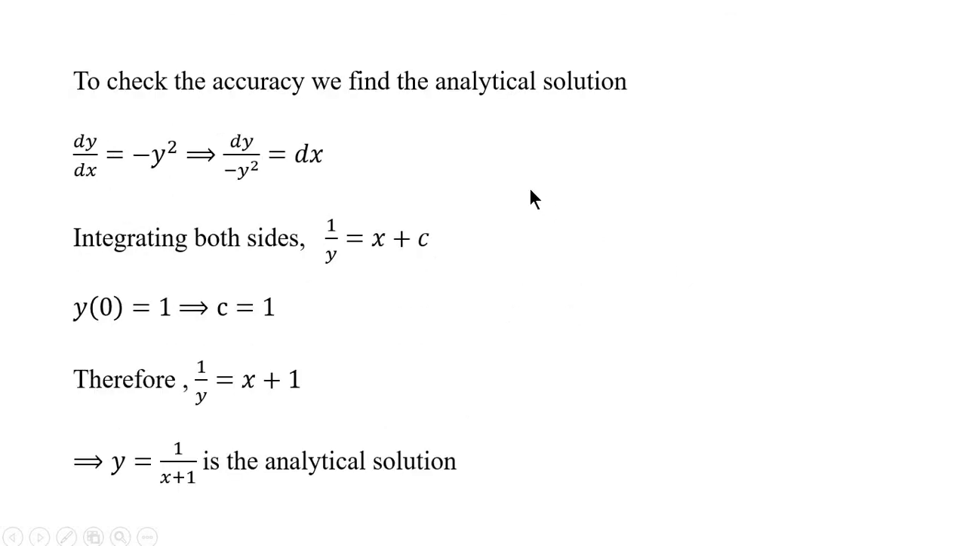To check the accuracy, we find the analytic solution. So we know that dy by dx is minus y square. Separating the variables and integrating on both sides, we get 1 by y equal to x plus c. To compute this constant, apply the initial condition. So we get c is equal to 1. Substitute c equal to 1 in our solution. Now this is the solution, and by taking y to the right hand side, we get y is equal to 1 by x plus 1. This is the analytical solution.